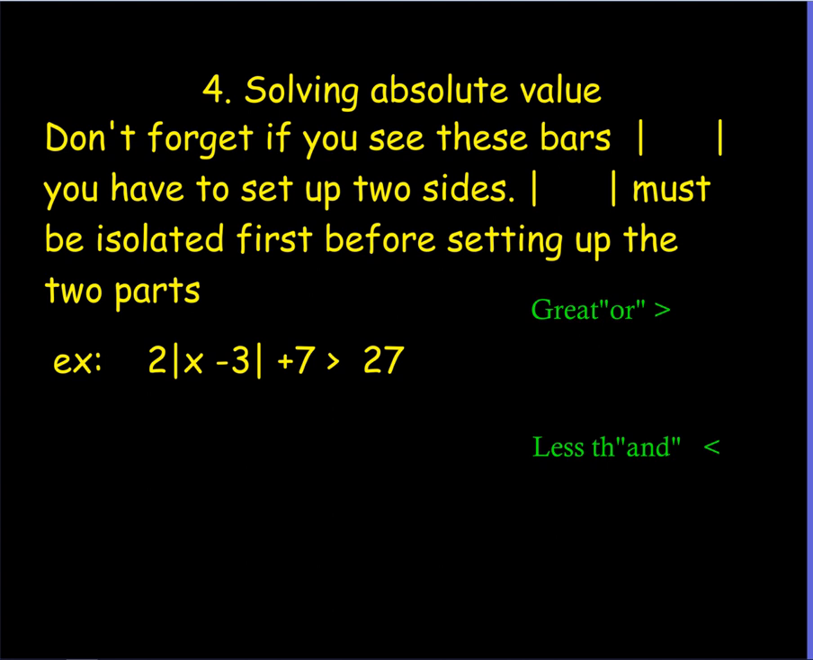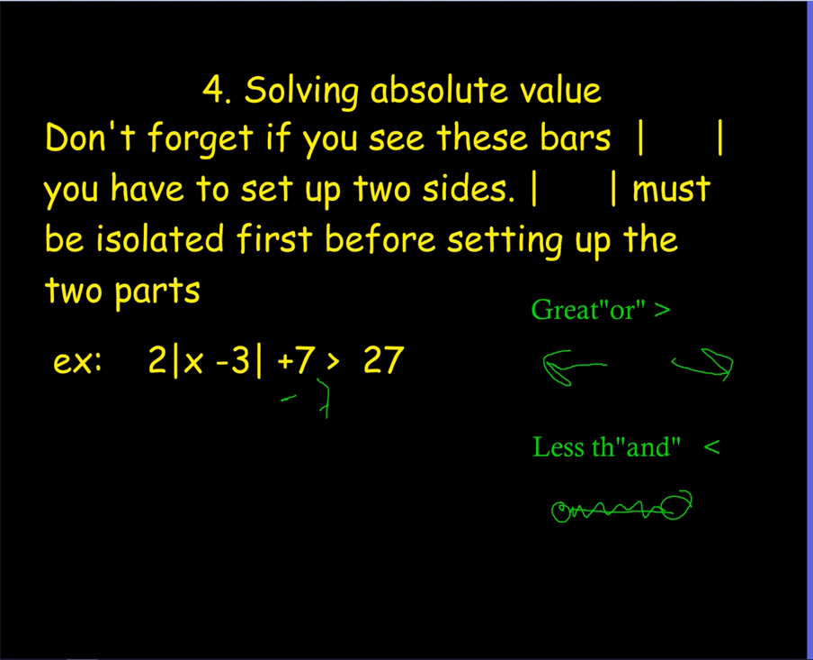Number 4, solving an absolute value problem. Just remember that when you see those absolute value bars, you're going to have to set up two equations. Before you do that, though, you have to make sure the absolute value is isolated. Just as a reminder, if it's an inequality, the greater-than problems result in OR graphs, and that typically means when we shade, it's going to go in opposite directions. And then the AND graphs are when we shade in between two numbers, like a sandwich.